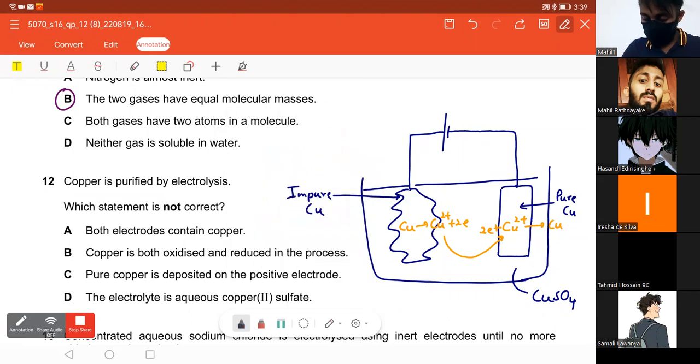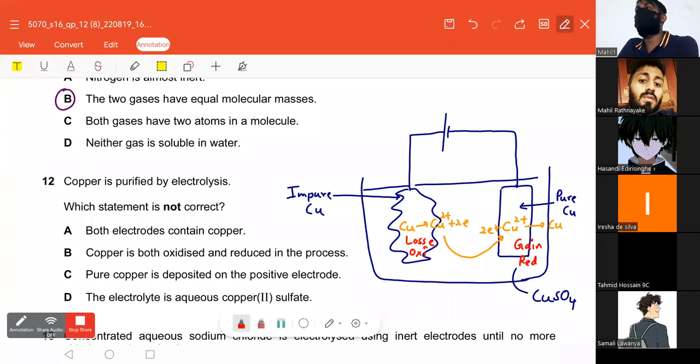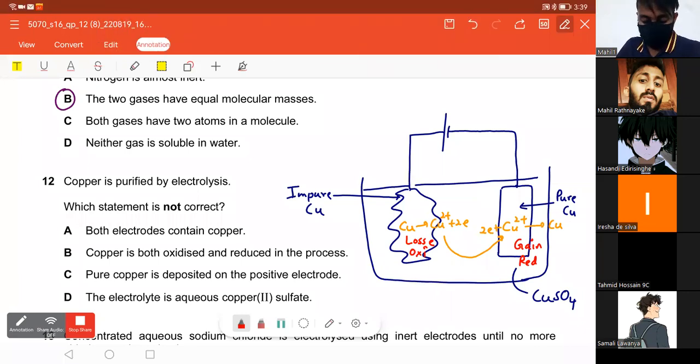Okay. We'll see one by one. Both electrodes contain copper, correct. Pure, impure, somehow both contain copper. Do both oxidation and reduction take place? Yes. Here losing electrons is known as oxidation. Here gaining electrons takes place, called reduction. Okay. Pure copper is deposited on the positive electrode. Wrong. It is deposited on the negative electrode. Can you understand? Therefore, answer is C. That statement is wrong. Okay.